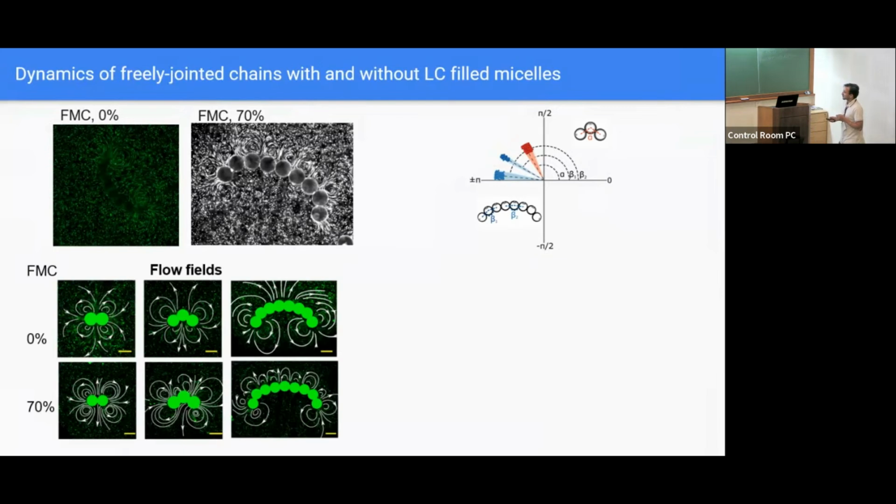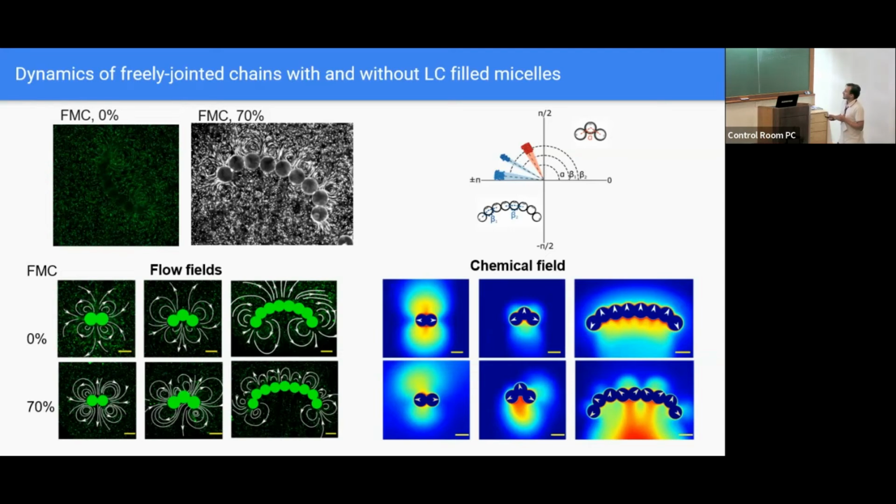Here at 0%, we don't see these extra flow vortices, whereas at 70%, we see them. Since we know there are associated chemical fields along with the flow fields of these linear structures, at 0% the flow fields are symmetric in nature, and at the same time the chemical fields are also symmetric. Whereas at 70%, we see an asymmetry not only in the flow fields, but also in the chemical field. So this also shows that these chemical fields and flow fields are shaping each other.